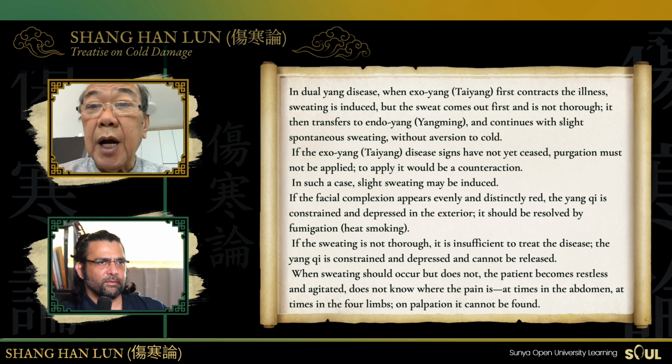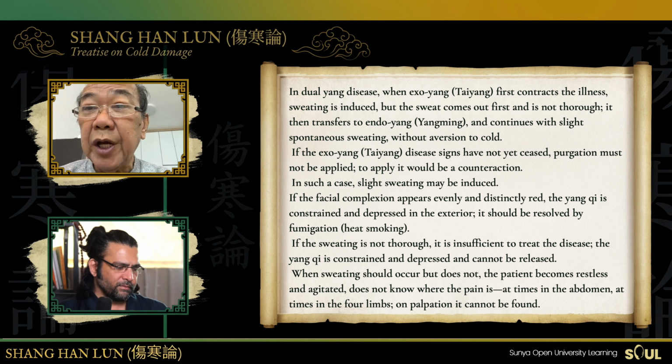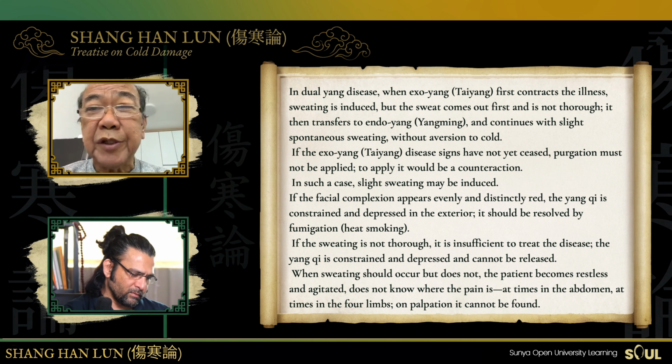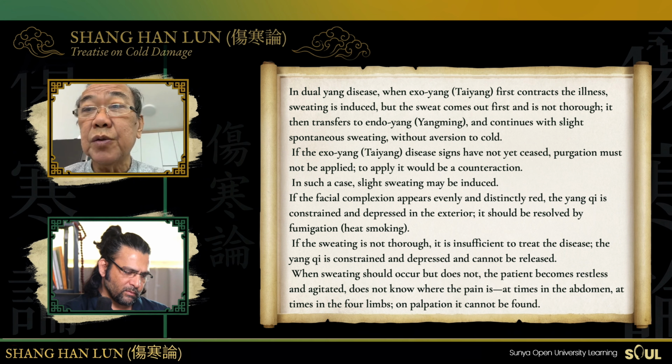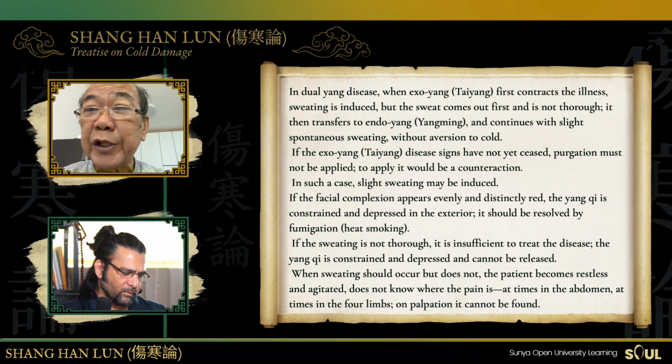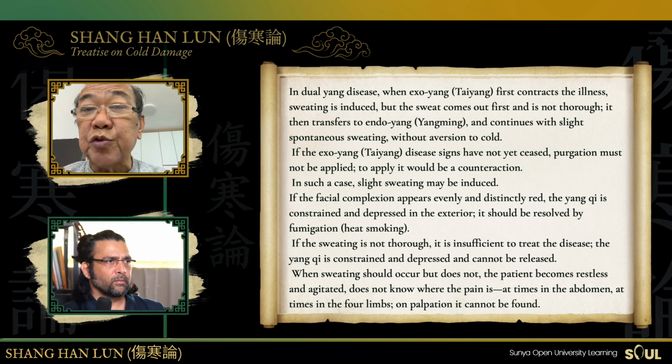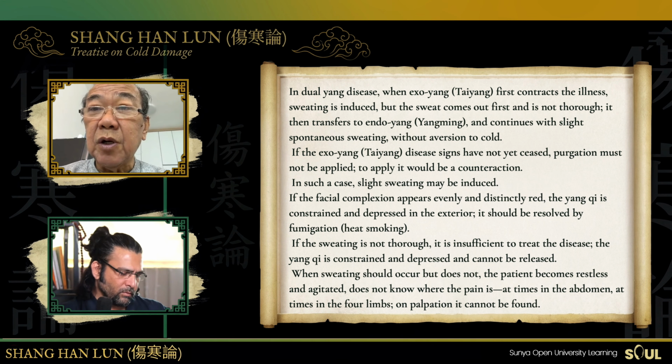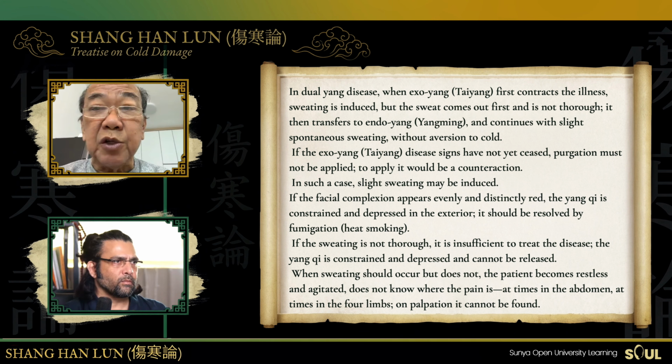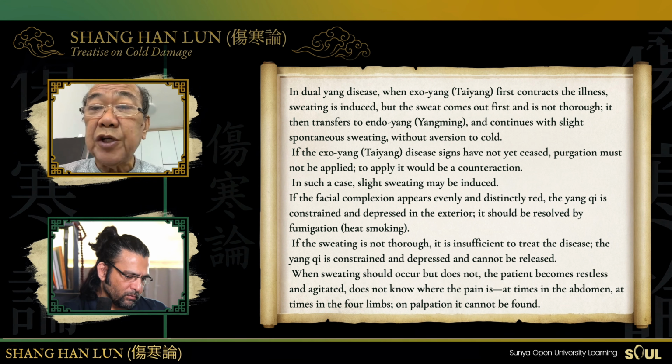You see, when exo-yang and endo-yang are together, pure sweating is not good. You have to sweat thoroughly. Sometimes the sweating is not thorough. Then internally you have to use gypsum, or you have to use pearl powder or mother of pearl to remove it internally. If you don't do that, the patient will be uncomfortable, and it is worse if they use purgation. So all these are wrong treatment.